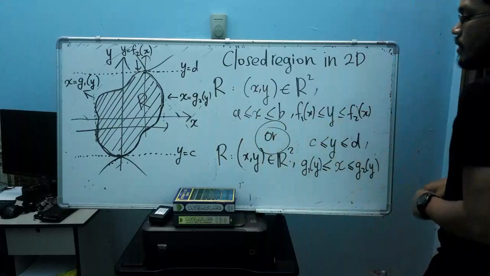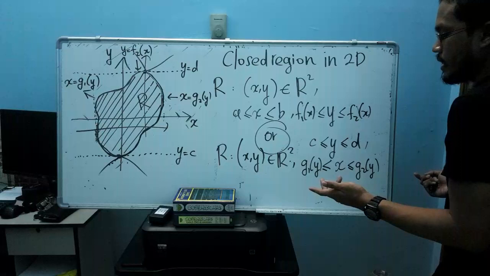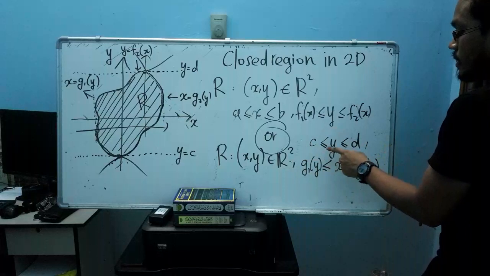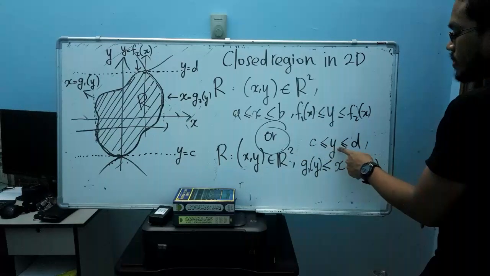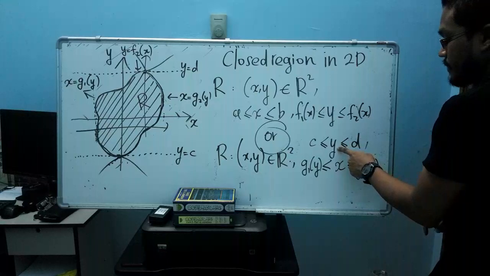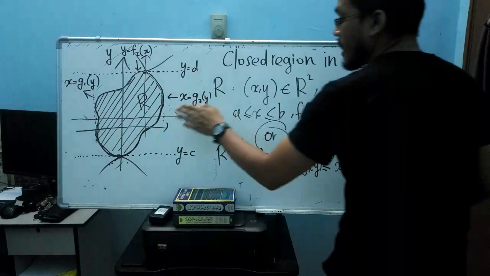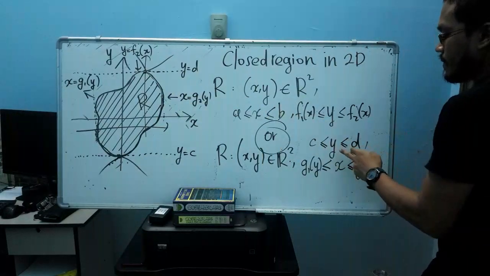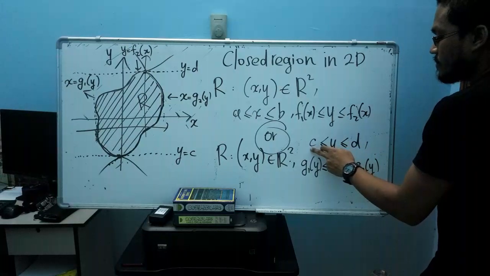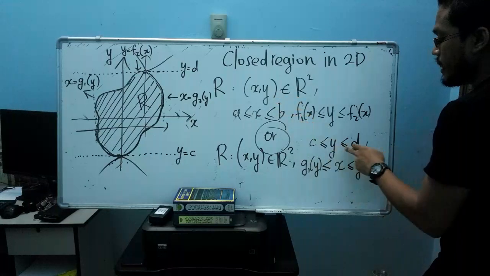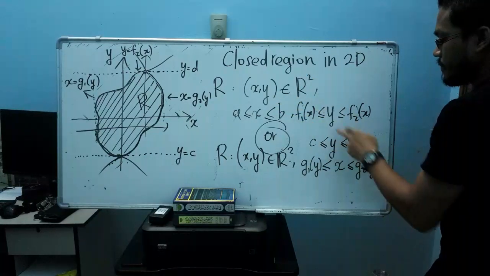Or in the second approach, you can describe all points in R by looking at the values of y first. When you want to find the value of y, you need to see your R along the y-axis. Then you see that my y is between the values of C and D, meaning that C is the minimum value of y, and D is the maximum value of y.